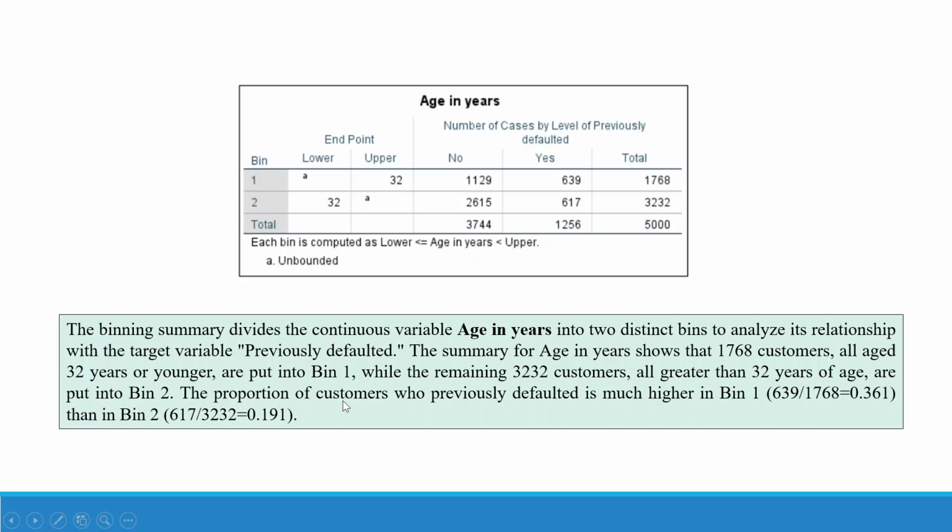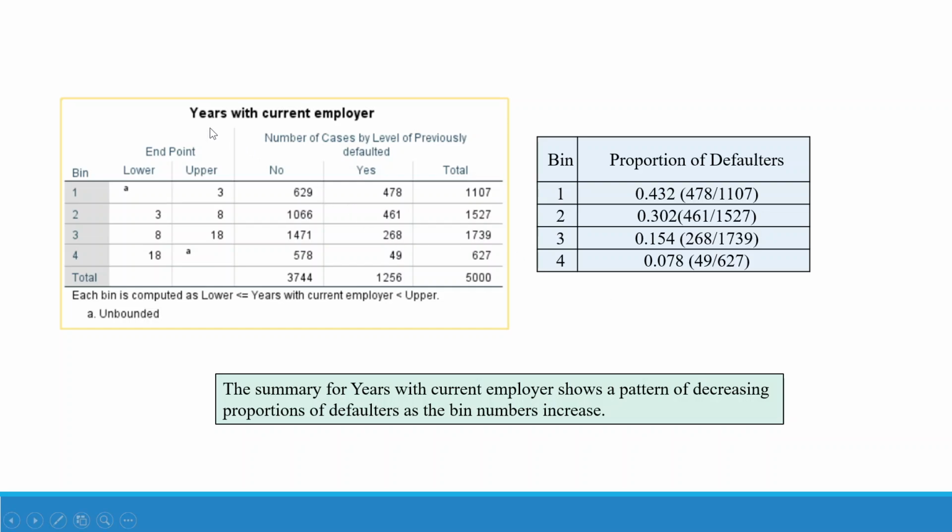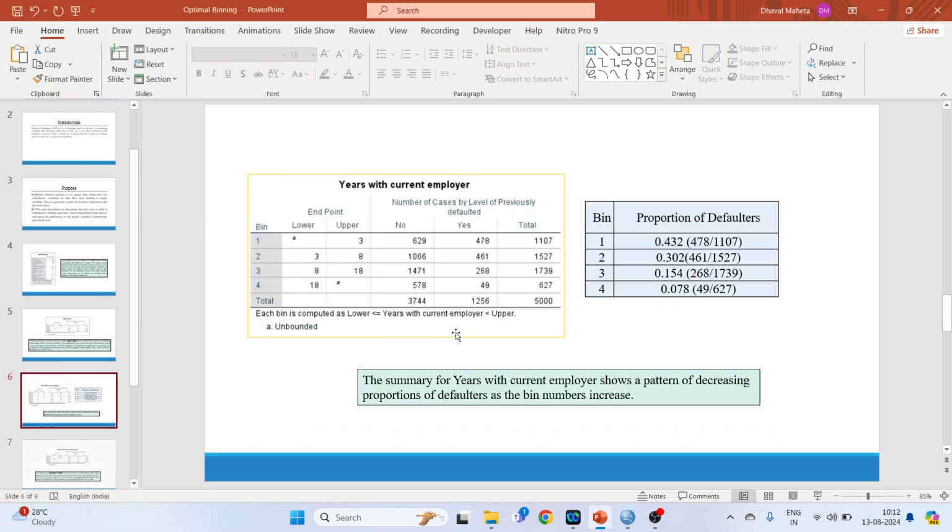So we can say that age is an important factor in deciding whether a person will default or not. If the customer is less than 32 years of age, the likelihood of defaulting is more. Next is years with current employer. This we got from here.